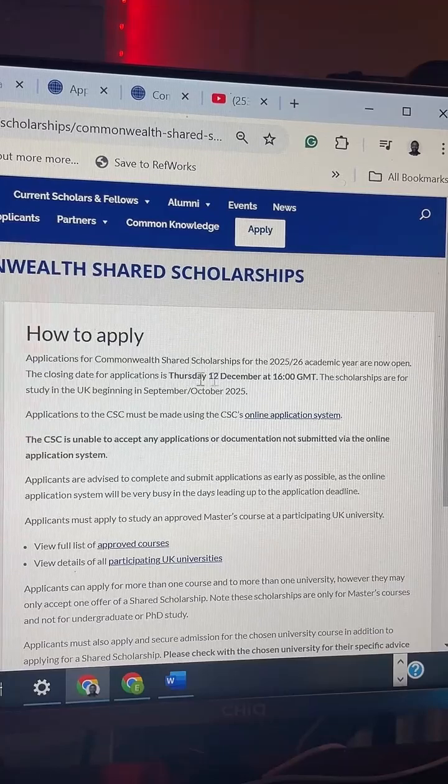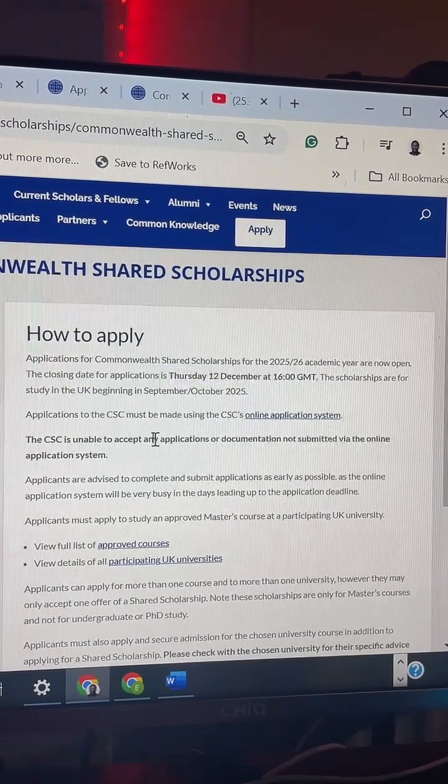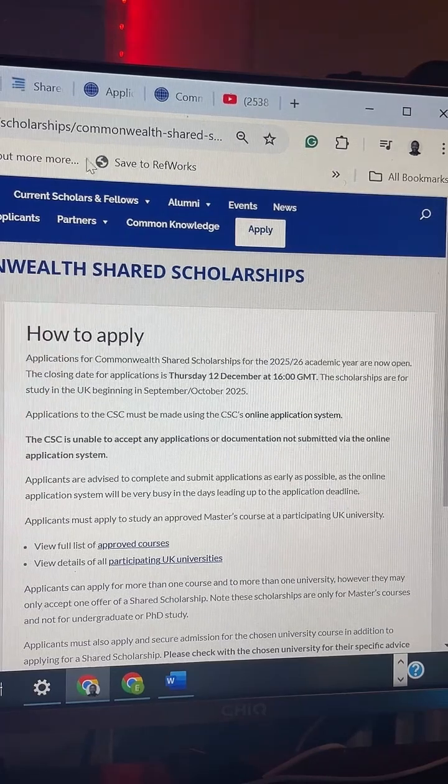So looking at how to apply for the Commonwealth Shared Scholarship, this is what we need to know. Applications, as I mentioned, are open and closing on Thursday, 12th of December, at 4 p.m. So we have at least 3 or 4 weeks to go to complete this application.